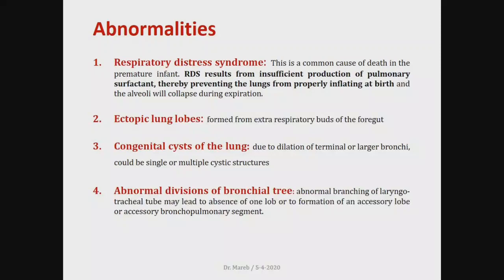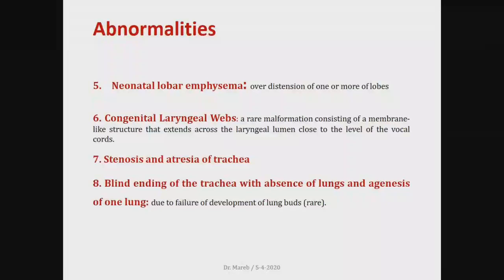Abnormal division of the bronchial tree. In this case, there will be abnormal branching of the laryngotracheal tube, and this might lead to absence of one lobe or to formation of an accessory lobe on the other side or an accessory bronchopulmonary segment. Another abnormality is called neonatal lobar emphysema. Here there will be overdistension of one or more lobes.